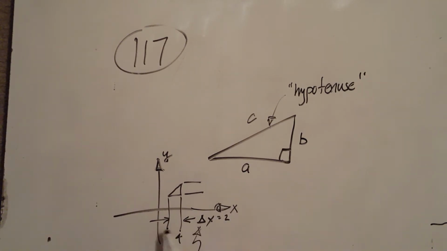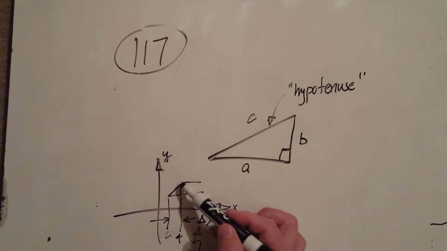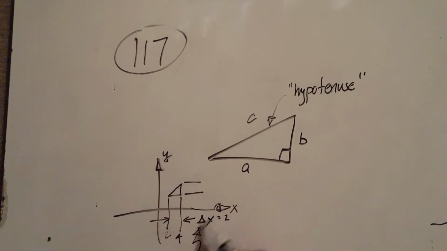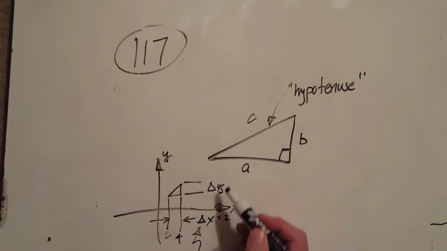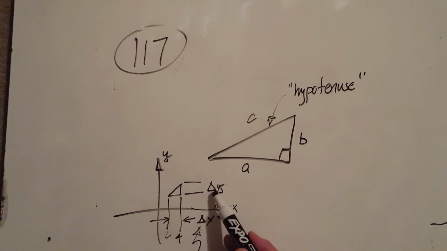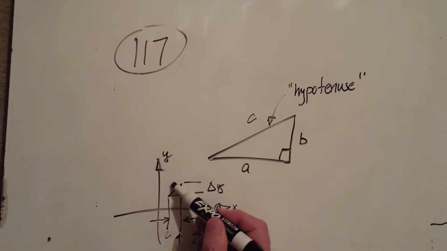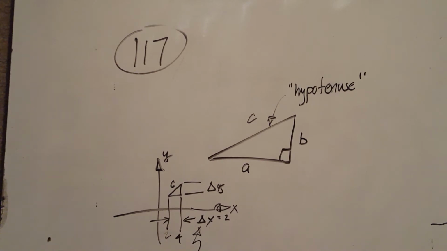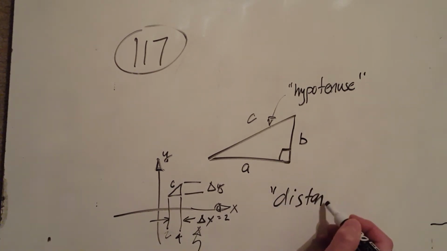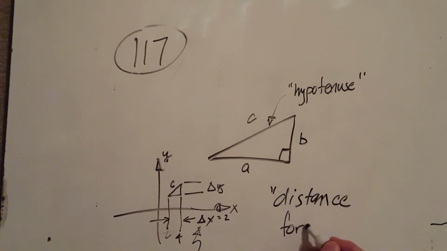And so this is your delta x, and this is your delta y. Well, if you apply the Pythagorean theorem, and you use your delta x as your a and your delta y as your b, then what you're going to get is the square root of... you're going to get the distance between those 2 points. So the Pythagorean theorem is very central to the distance formula.